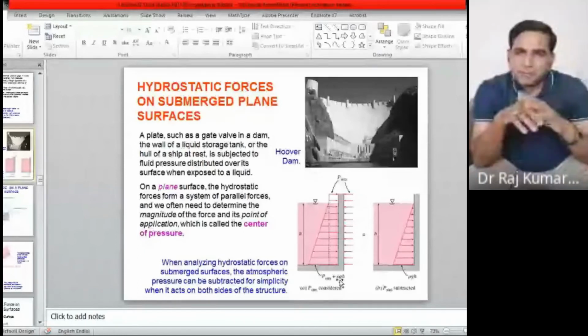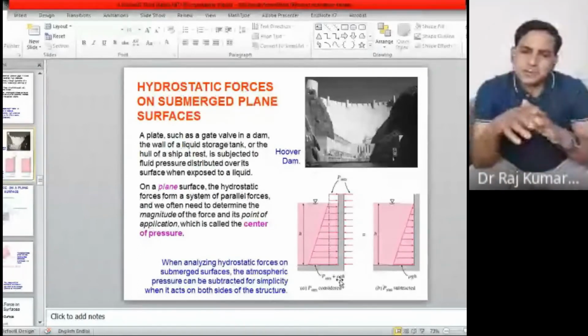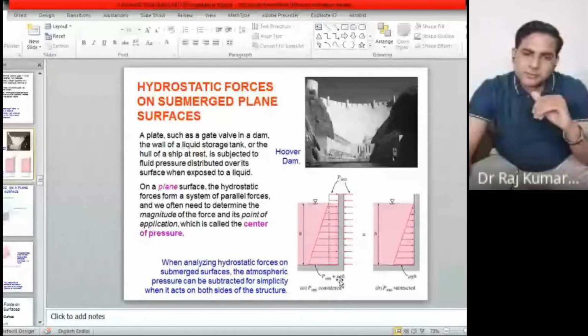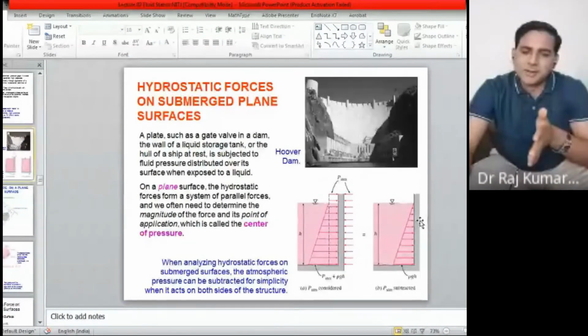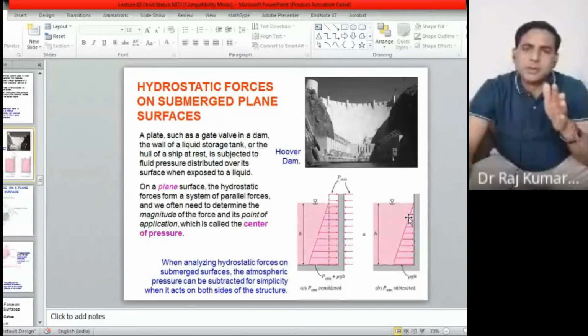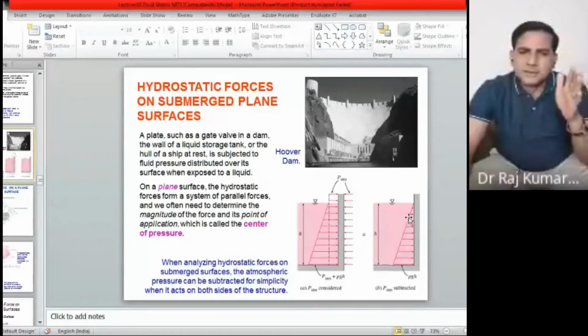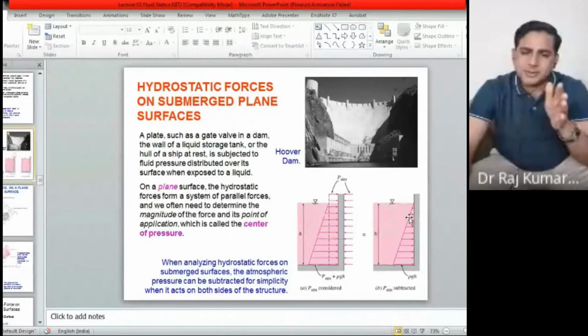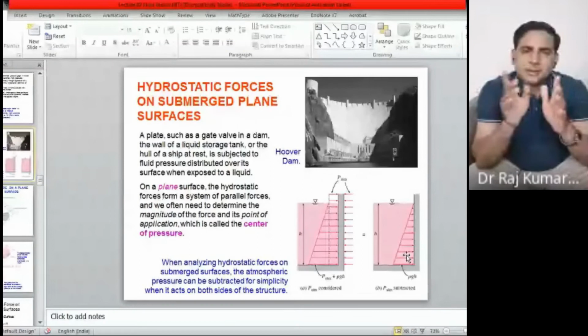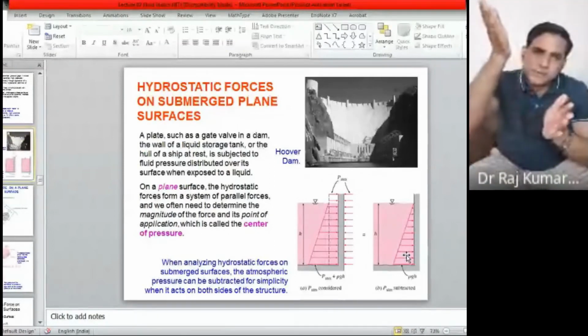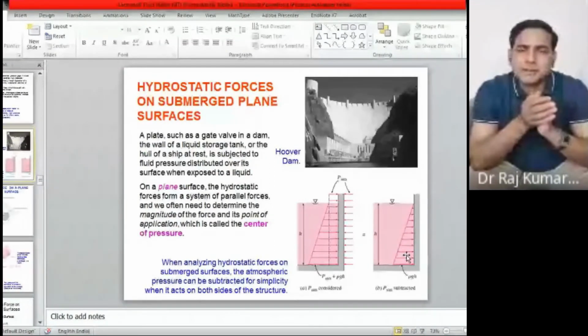In case of the atmospheric system, you can always cancel the magnitude on left and right, which is equal. So this is your simplified figure, B. The simplified figure B is just showing the pressure inside the tank or reservoir or dam or wall. This is how the pressure is changing. Here you have the same fluid, therefore the slope of the line is the same. It has not changed.